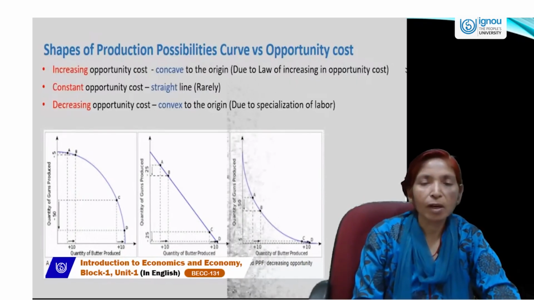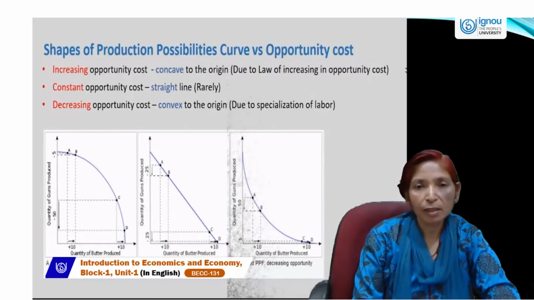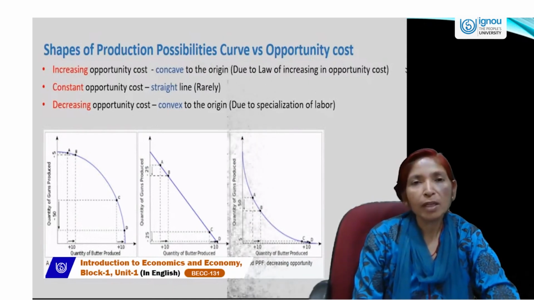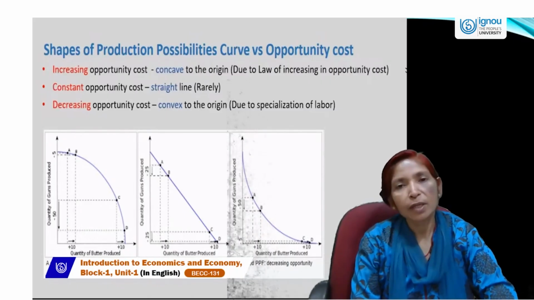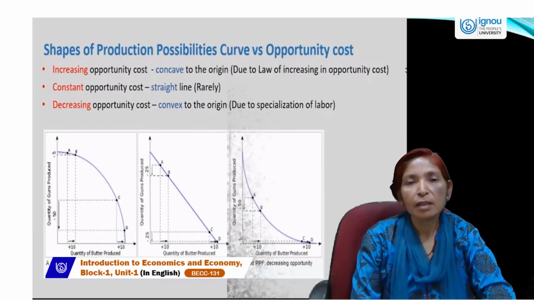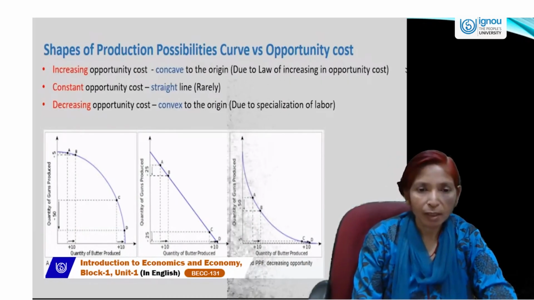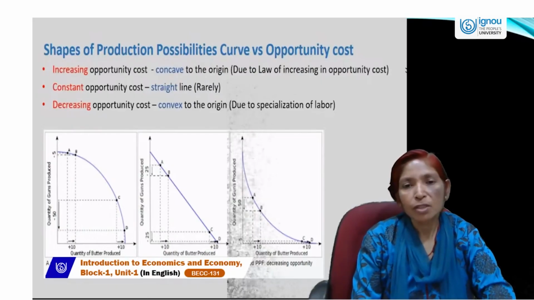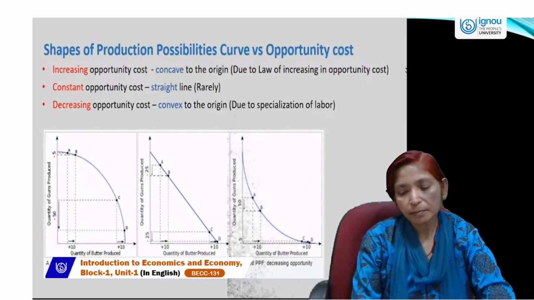If the ratio is 1 raised to 1, 2 raised to 1, 3 raised to 1, 4 raised to 1, this is an increasing ratio. In this case, the curve will be concave. If the ratio is the same, like 1 raised to 1, 1 raised to 1, 1 raised to 1, then the curve will be a straight line. But if the ratio is diminishing, like 3 raised to 1, 2 raised to 1, 1 raised to 1, then the curve will be convex to the origin due to specialization of labor.